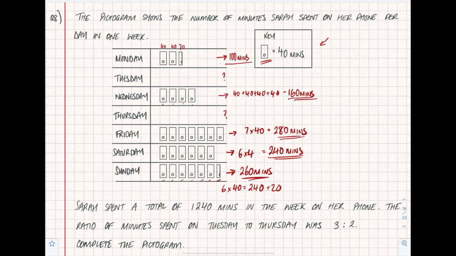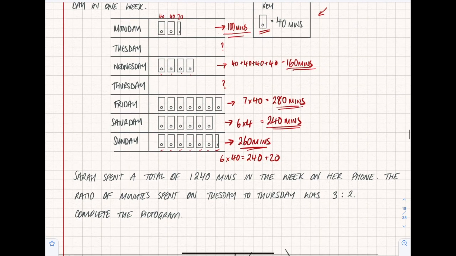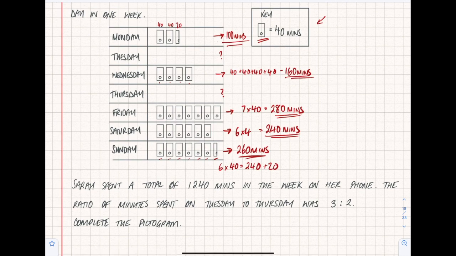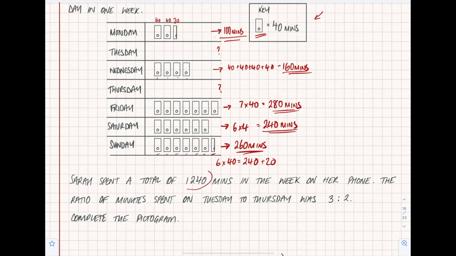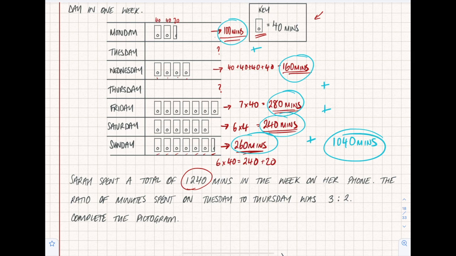I just write down the pieces of information that you know. So it says Sarah spent a total of 1,240 minutes in the week on her phone. So let's use that information now. Well, what I can do is look at the fact that I've got my 100 minutes here, 160 minutes here, 280 here, 240 here, and 260 here. So in total, if I add all of those together, I get an answer of 1,040 minutes. So in total, that's what I've just got.